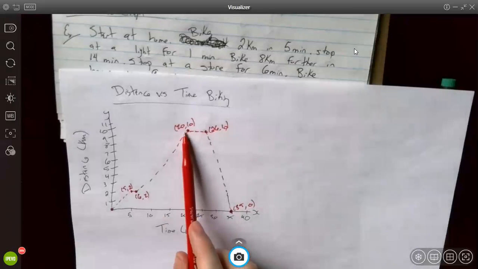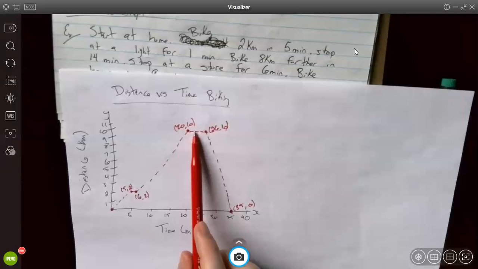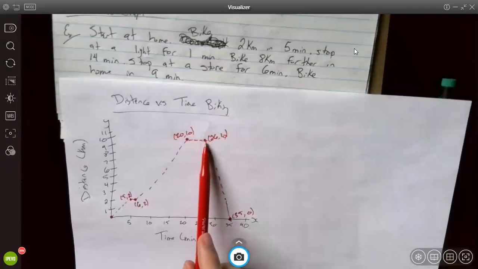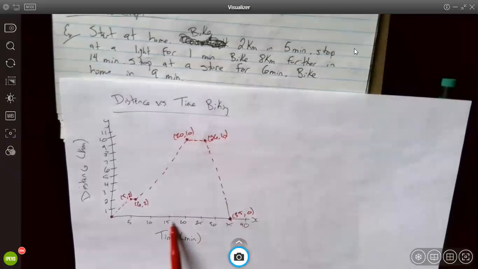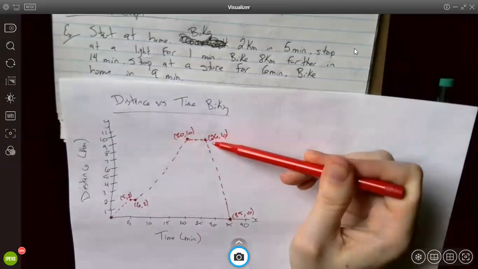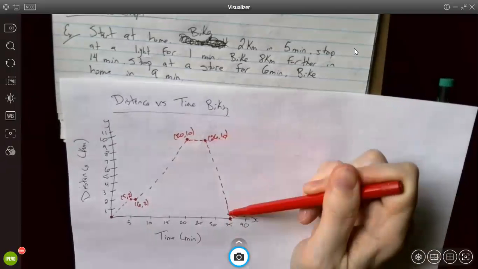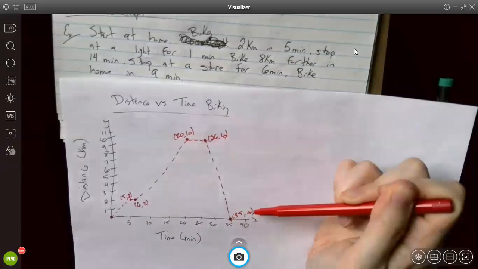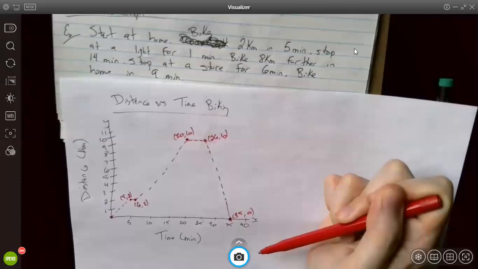Then I stopped for 6 minutes. So again, at that point, my distance doesn't change. It stays at 10 kilometers away, but my time goes from 20 minutes to 26 minutes. And then after that, I am going to bike home. So I have to go all the way back down to 0 as a distance, and that happens in 9 minutes. So right now I was at 26 minutes. If I add 9 minutes to that, it will be 35 minutes in total I've been biking by the time I get home. So my last point is 35, 0.